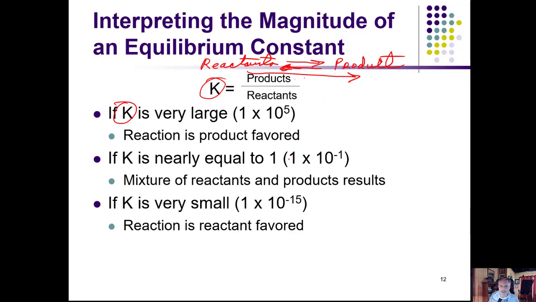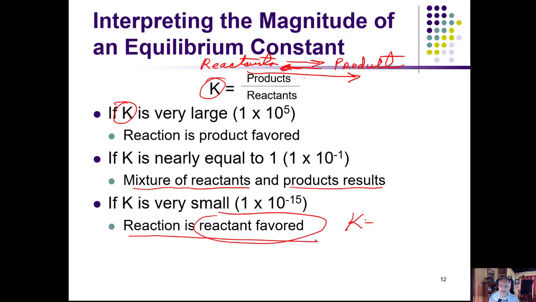If K is nearly equal to 1, that's just a good mixture of reactants and products. If it's a little less than 1, it's going to be reactant favored, but only by a little bit. If it's just a little greater than 1, it's going to be a product favored reaction, but only by a little bit. If K is very small, that means we have a reactant-favored reaction. And how would that happen?